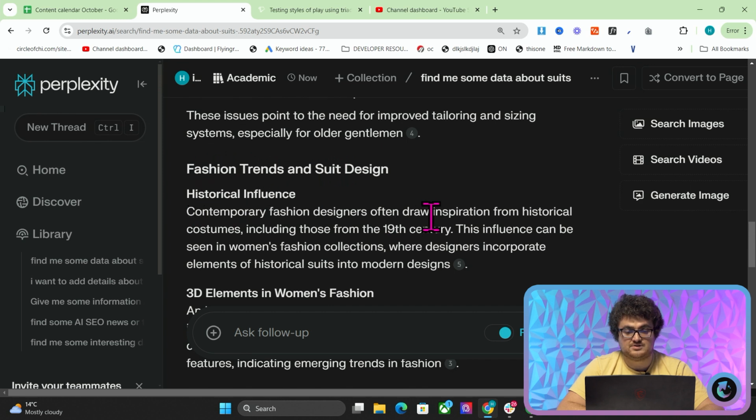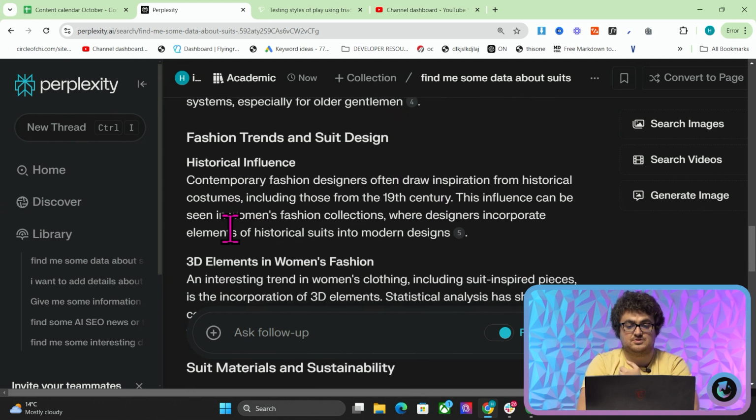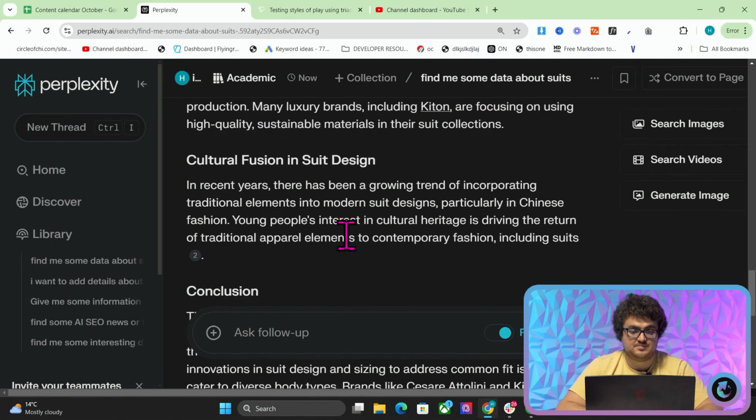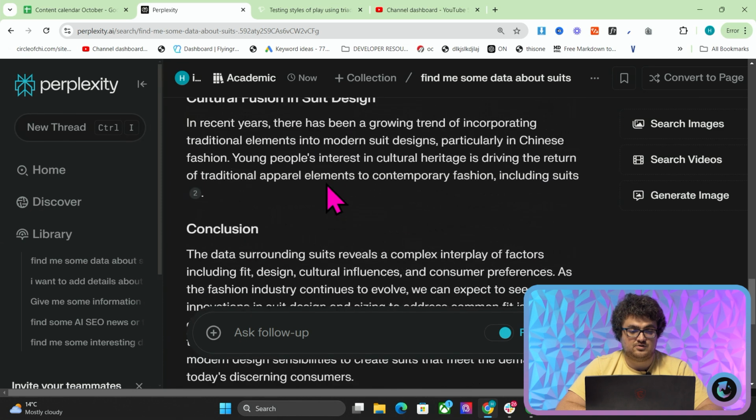Contemporary fashion designers often draw inspiration from historical costumes, including those from the 19th century. This influence can be seen in women's fashion collections where designers incorporate elements of historical suits into modern designs. 3D elements, suit materials and sustainability, cultural fit in suit design, and conclusion.